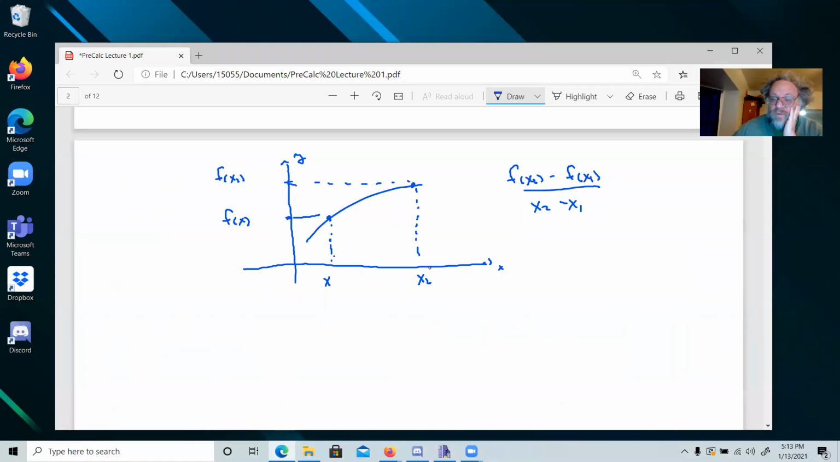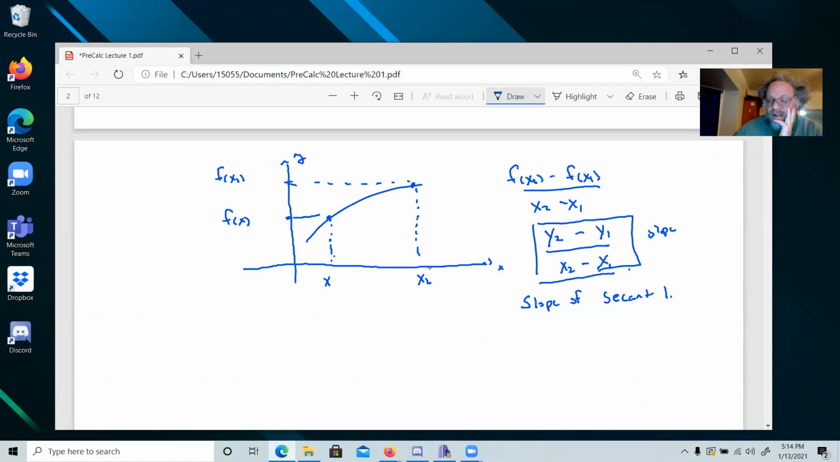And you guys have a word, right? If I just changed f of x2, if I call it y2, and I call f of x1 y1, and then x2 minus x1, I am convinced, I know for a fact, you have seen this formula before sometime in your life, right? This is a slope. So what we're doing here is we are calculating the slope of the secant line.